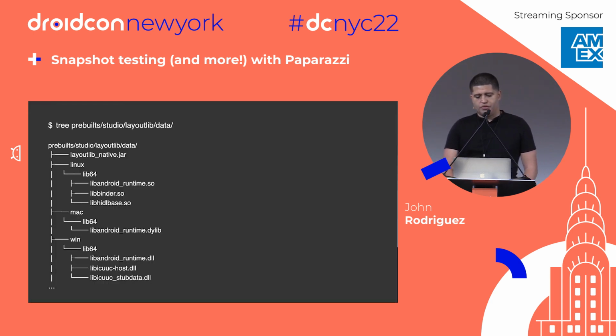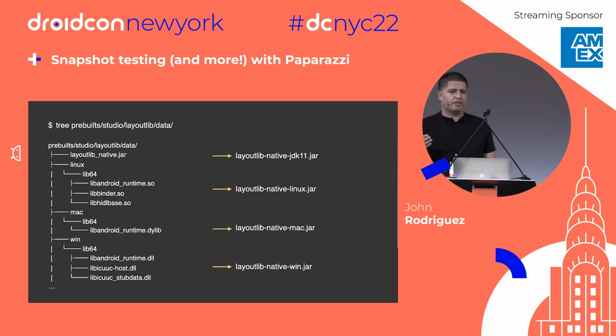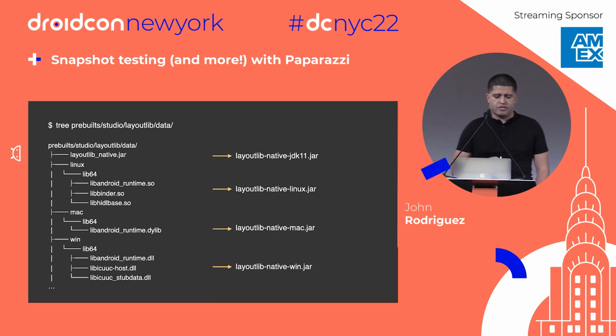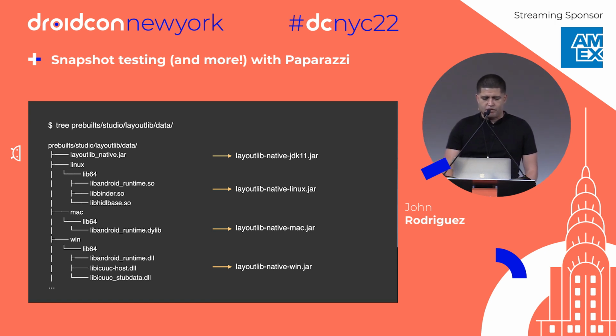But in the meantime, for our deployment strategy, we clone the pre-built directory, and then we repackage both the native JDK11, that's the bootstrap. That's a pure JVM library that then has to, depending on your platform, load a bunch of shared libraries. Right now, LayoutLib is supported on four platforms: Linux, Windows, and both Mac Intel and Mac ARM. And so we have to also deploy the appropriate platform-specific pieces so that Paparazzi can find them.